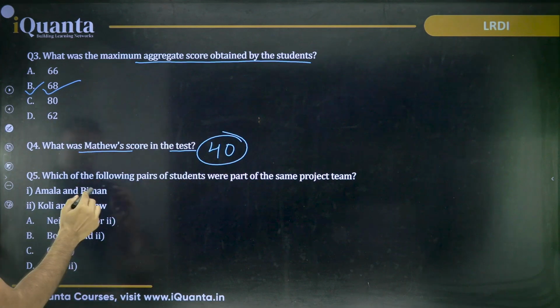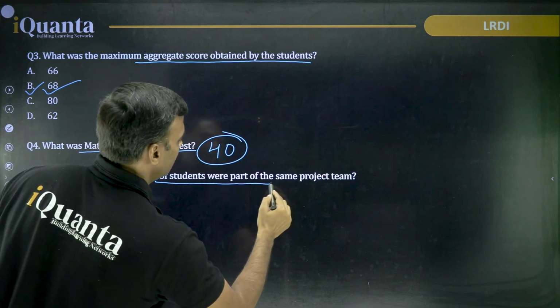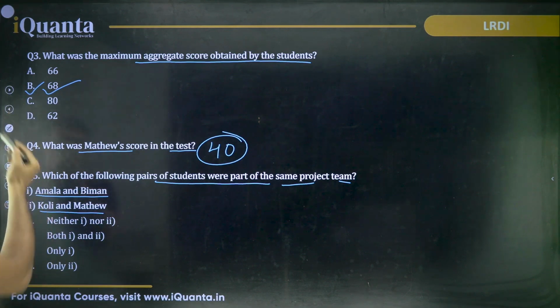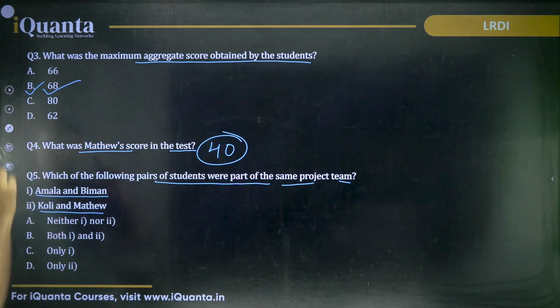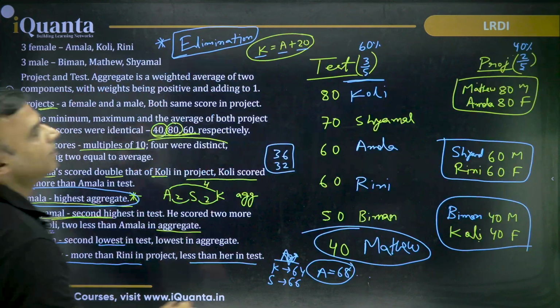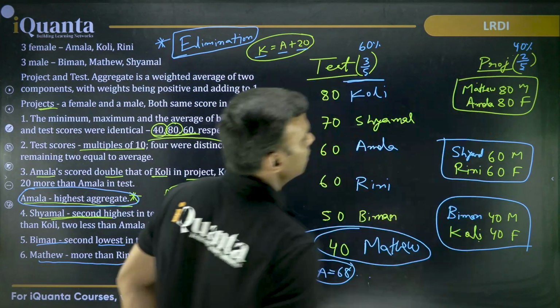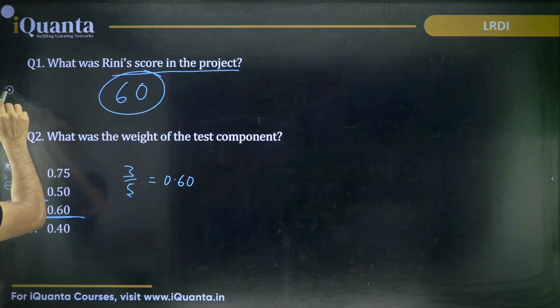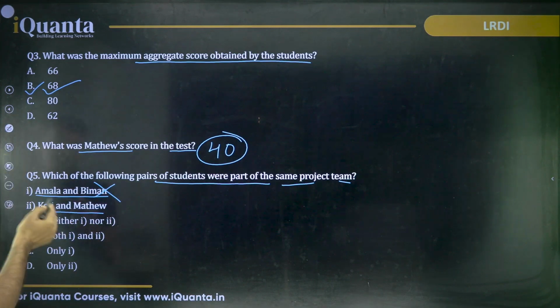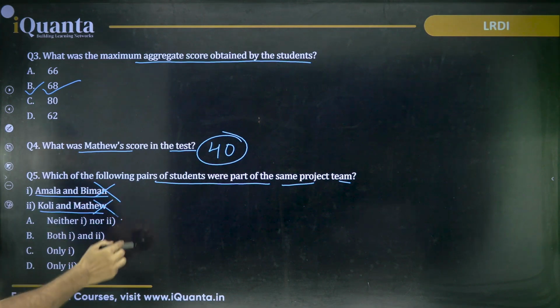Anyways, which of the following pairs of students were part of the same project team? Same project team. Amla and Biman, Kohli and Matthew. Check that. Amla, Biman is wrong. Oh, Amla, Matthew. Very good. Kohli, just now we said Amla, Matthew, so Kohli, Matthew has to be wrong.